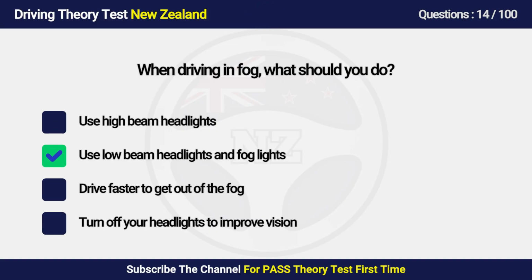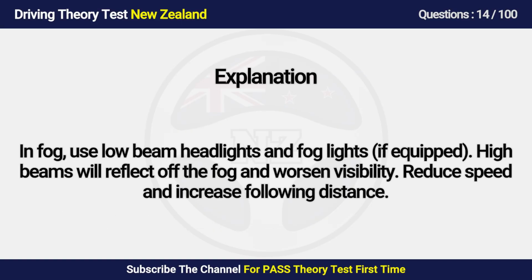Answer is B. Use low beam headlights and fog lights. In fog, use low beam headlights and fog lights if equipped. High beams will reflect off the fog and worsen visibility. Reduce speed and increase following distance.